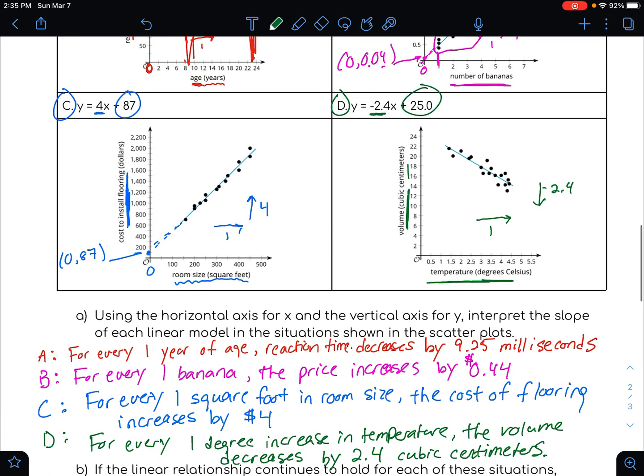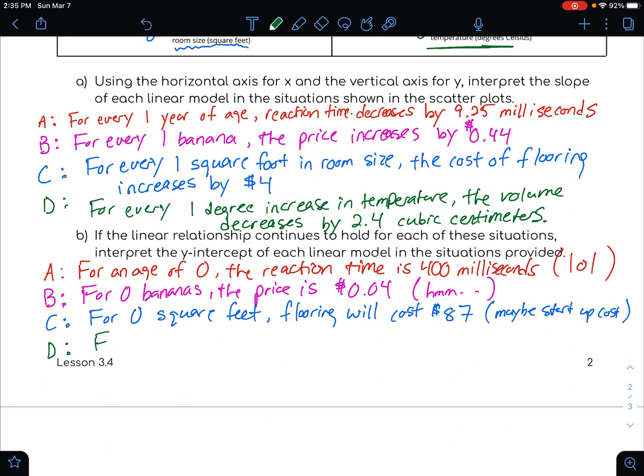All right, D. Extrapolating this backwards turns out to be about 25. So (0, 25) would be our y-intercept value. So for 0 degrees temperature, the volume is 25 cubic centimeters. For 0 degrees temperature in Celsius, the volume is 25 cubic centimeters.